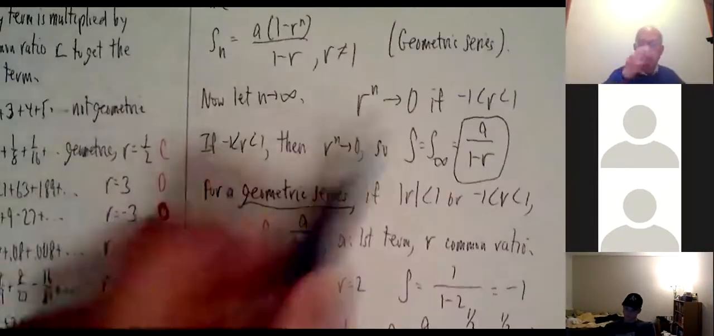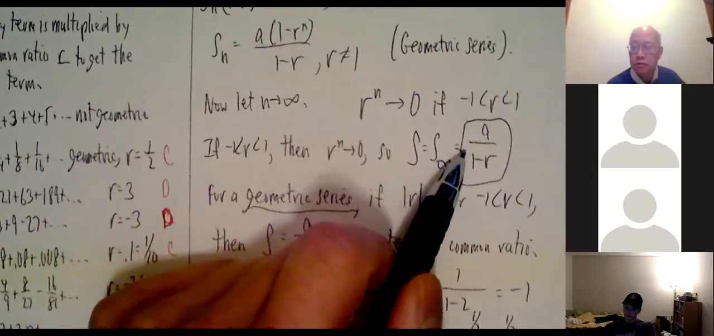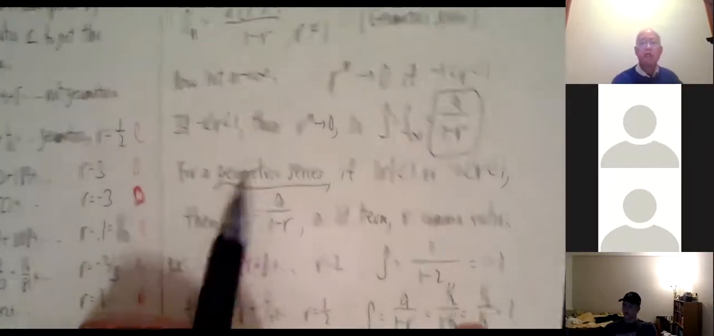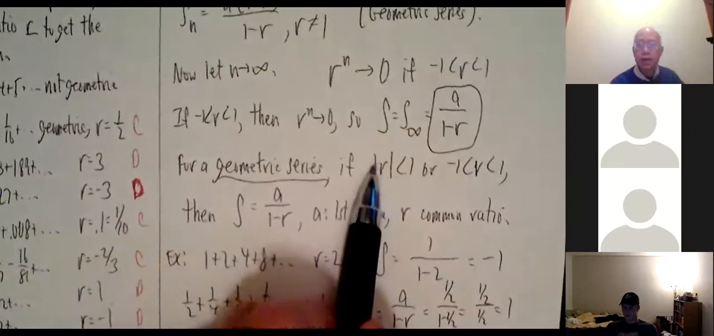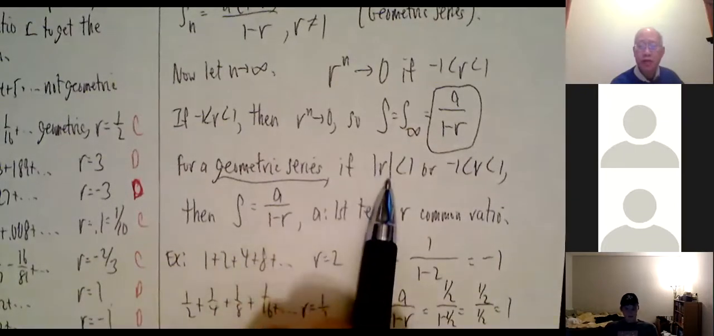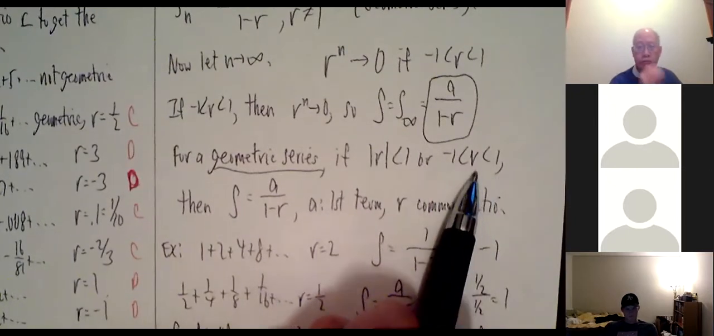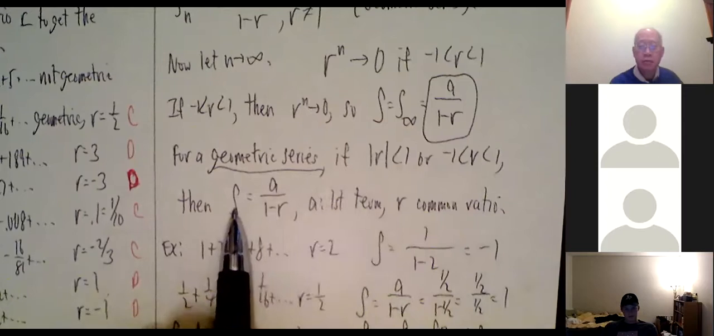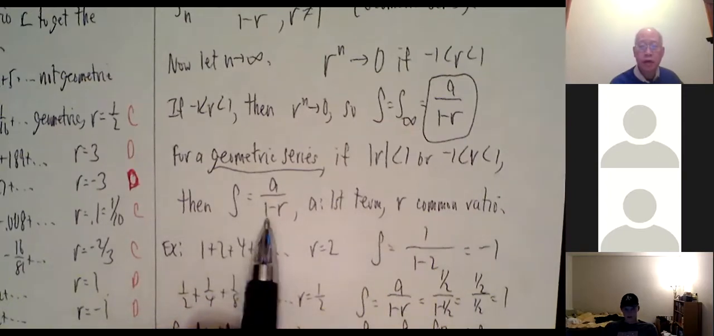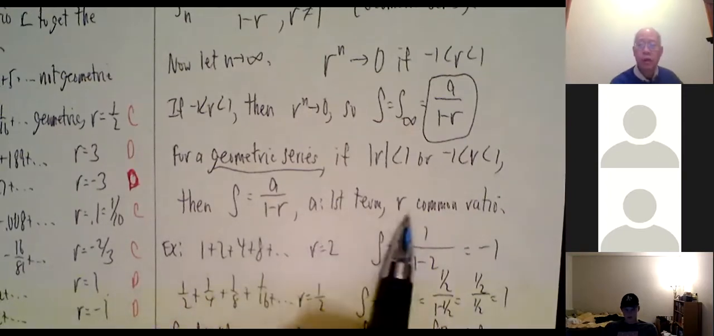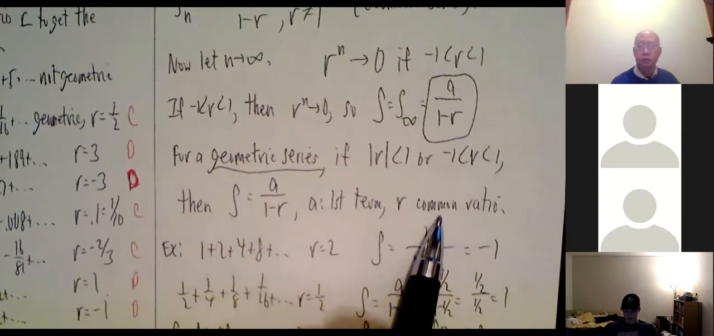So for your next cheat sheet, not for today's test, but for test 5, for a geometric series, if the absolute value of r is less than 1, another way of saying it is that r is between -1 and 1, then the infinite sum is a over 1 minus r, where a is the first term and r is the common ratio.